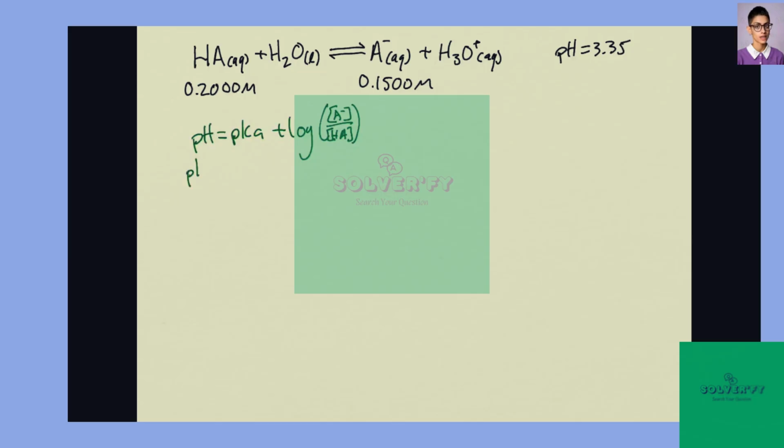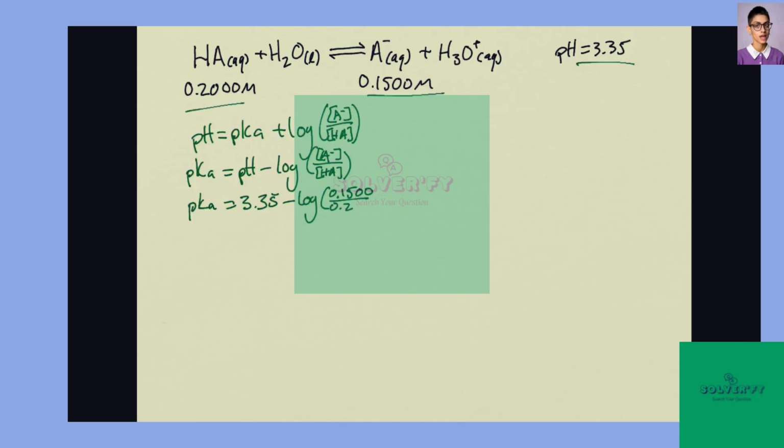Rearranging this, we get pKa equals pH minus the log of the buffer component concentration ratio, which is the concentration of A- over the concentration of HA. So we can plug our numbers in here to get 3.35 minus the log of 0.15 over 0.2.